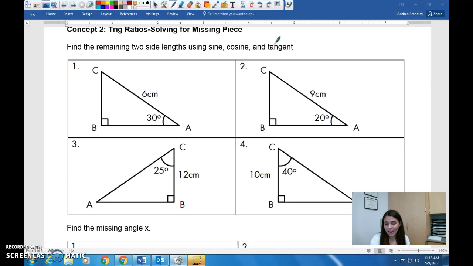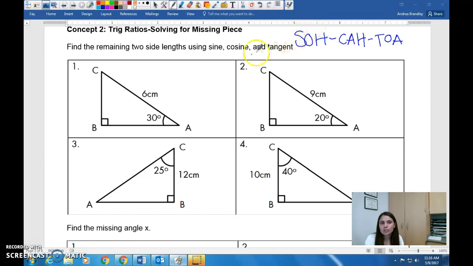So sine is opposite over hypotenuse. If we use our mnemonic of SOHCAHTOA, we have SOH: sine is opposite over hypotenuse. Cosine is adjacent over hypotenuse, and TOA, tangent, is opposite over adjacent. So this is just to remind us of the sine, cosine, and tangent, and what each ratio has in it.